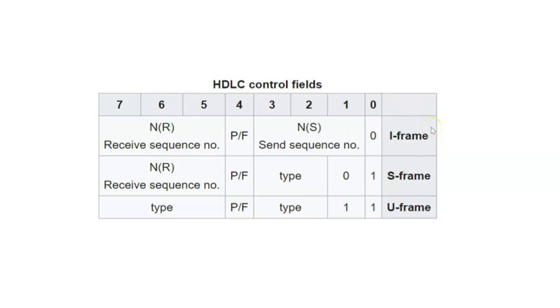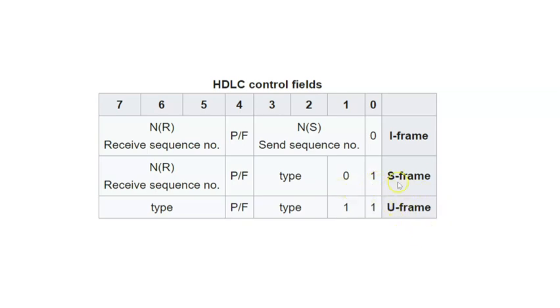Next, if you are sending a supervisory frame, this will be the structure of the control field: 1, 0, type, poll/final, receive sequence number. If you are sending an unnumbered frame, it will have 1, 1, type, poll/final, type. While explaining the different types of frames, I said that for a supervisory frame the first two bits will be 1, 0. So see here, it is 1, 0.